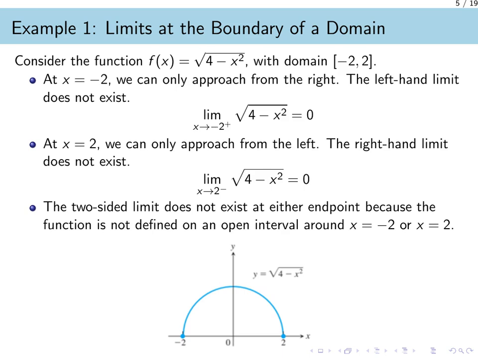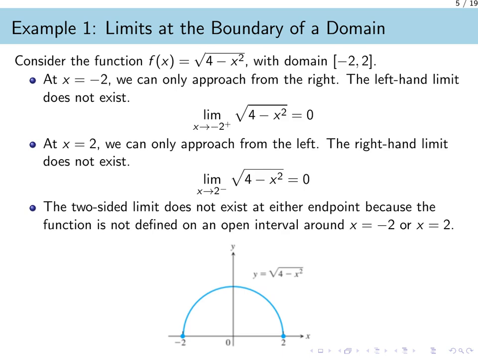At the left endpoint, x equals -2. We can only approach from the right side since the function is not defined for any x less than -2. Therefore, the left-hand limit does not exist, but the right-hand limit as x approaches -2 is 0. The same logic applies at the other endpoint, x equals 2. We can only approach from the left, so the left-hand limit is 0, but the right-hand limit is undefined.